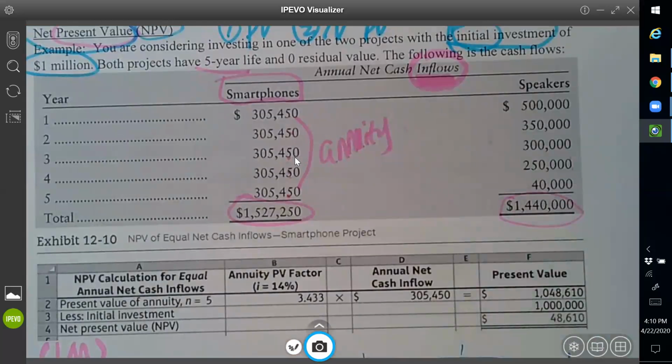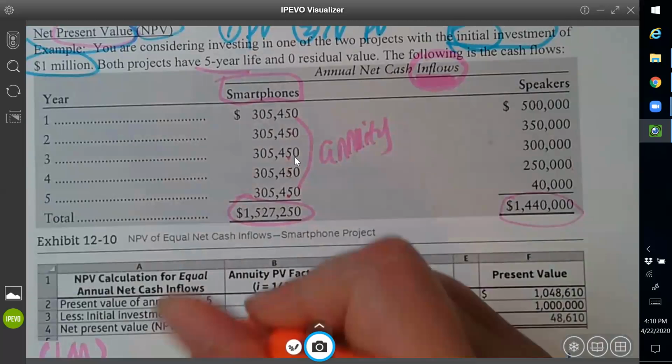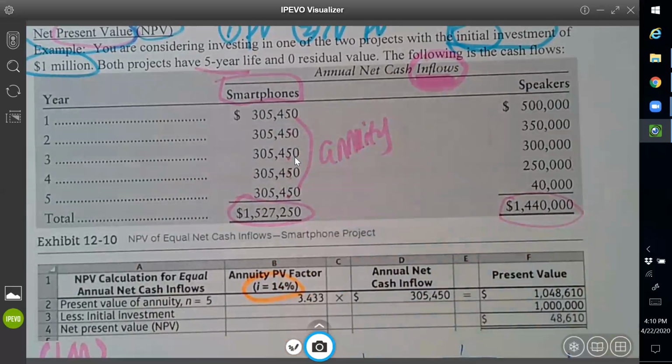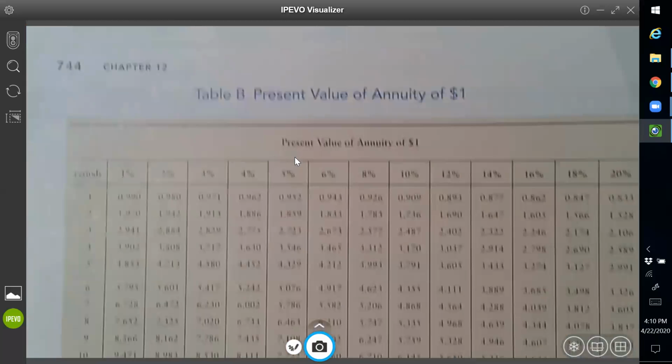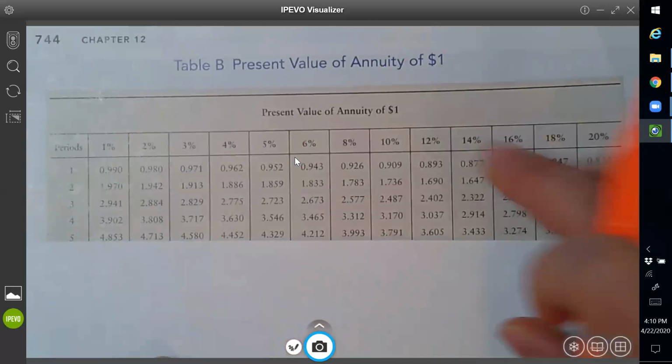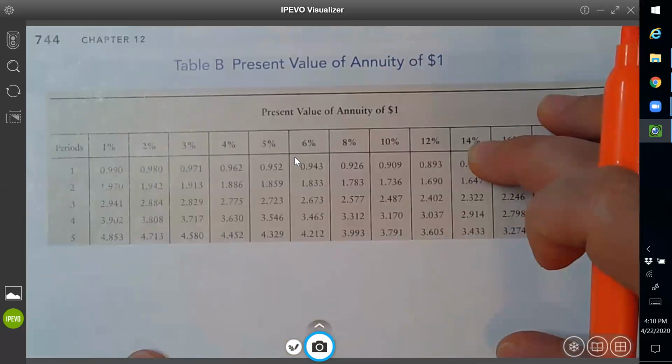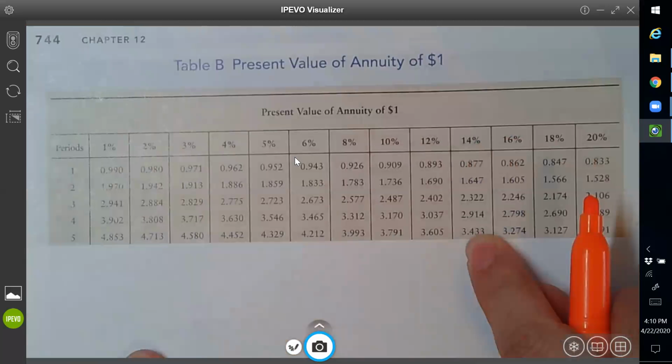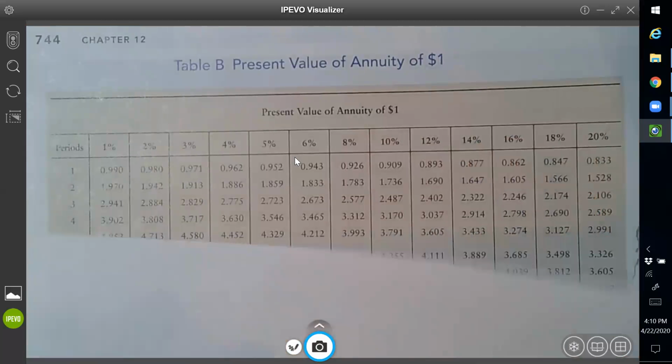Did the question tell us what's the factor? It's not here. I believe maybe it's in the textbook, but it's just to show here, discount factor is 14%, 5 years annuity, right? 14%, 5 years. I got the discount factor 3.433.